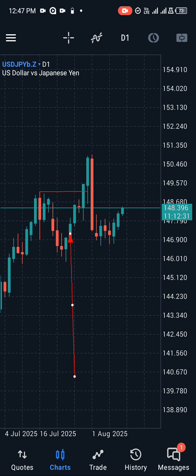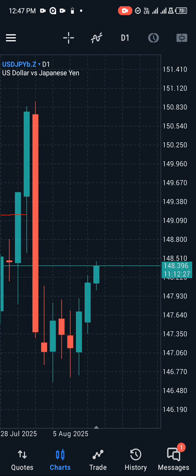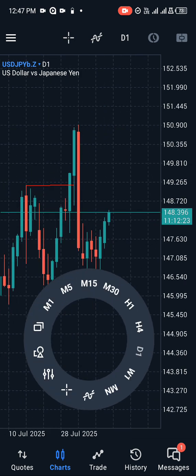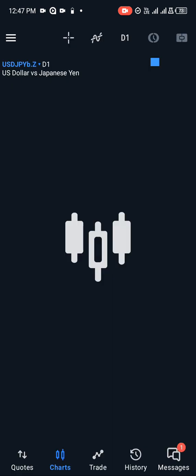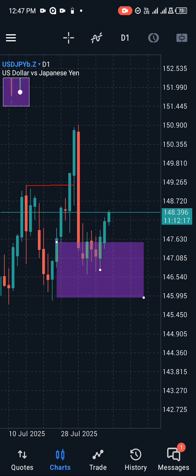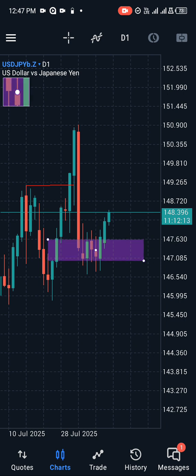it left an imbalance, a little imbalance. It's not that big, but tiny here. We have this fair value gap here that price left, and I was sure that after the break of structure, price would come back to fill this imbalance it had left here. It's not that big, but it's visible.